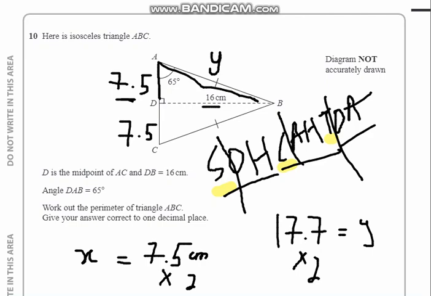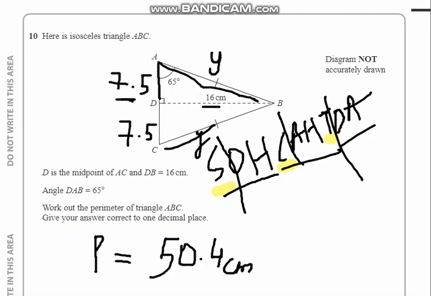Wait, let me show you. This is our y value here. So this is the same y value we found here. So when we add after multiplying with 2, we get the perimeter, and that's 50.4 centimeters, and that's our final answer.